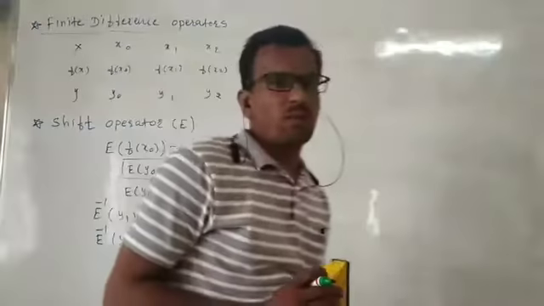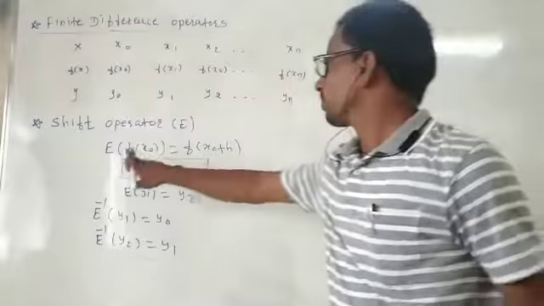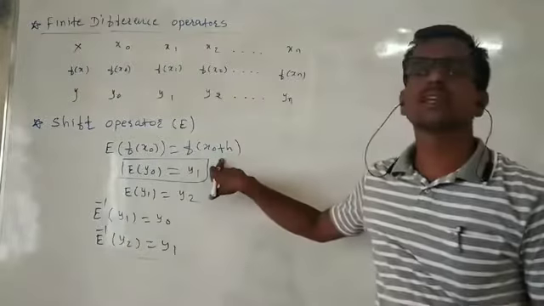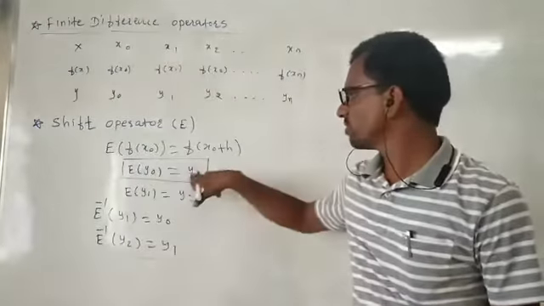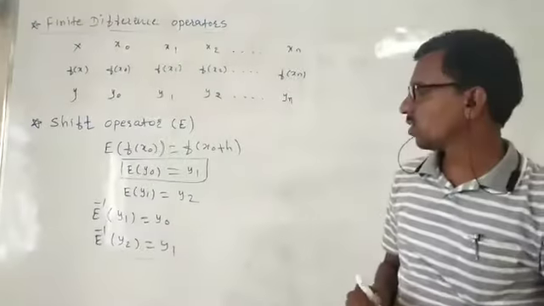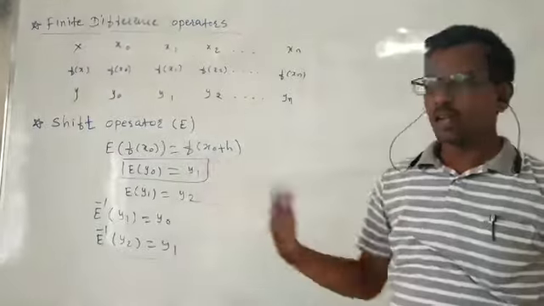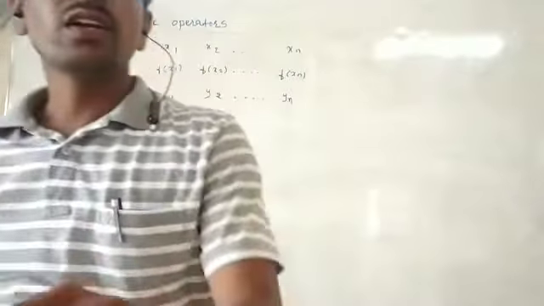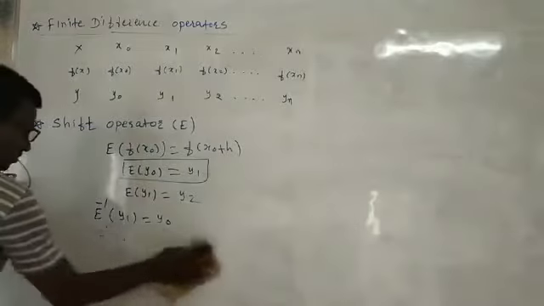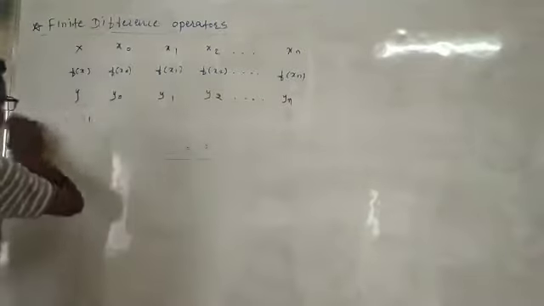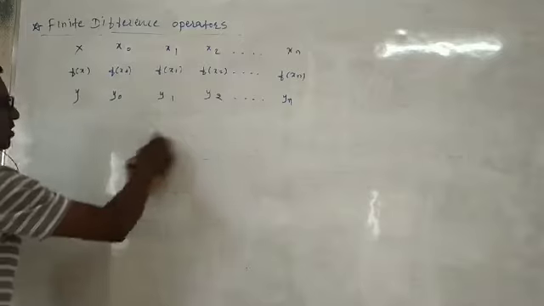This is about shifting operators, denoted as E of f of x0 is equal to f of x0 plus h, that is E of y0 is equal to y1. Similarly, the backward shifting operator is E raised to minus 1 of y1 is equal to y0. Now next is the forward difference operator. Next operator is the forward difference operator.